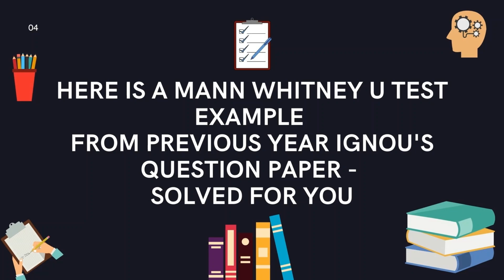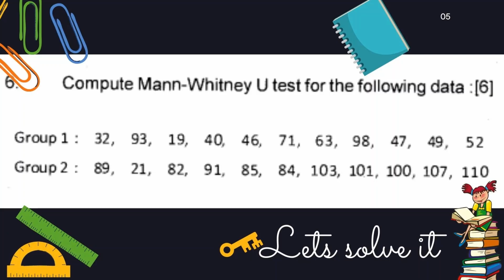So here is a Mann Whitney U test example from previous year's IGNOU question papers, solved for you. So this is the question. Compute the Mann Whitney U test for the following data. Group 1 has 11 numbers, so the number of samples is 11 in group 1. In group 2 also the number of samples is 11. So our N1 is 11 and N2 is also 11. And let's solve it.